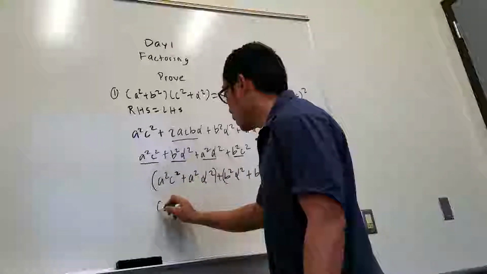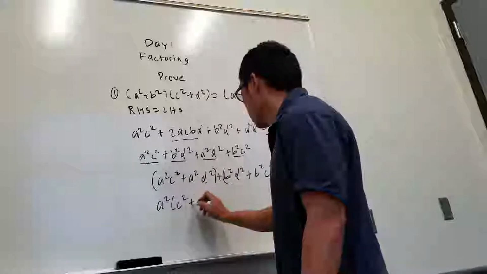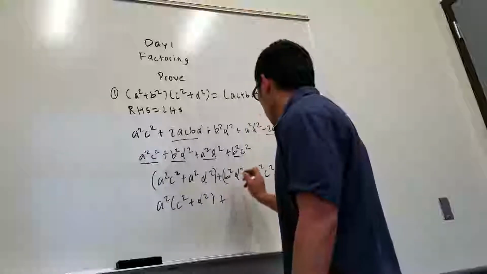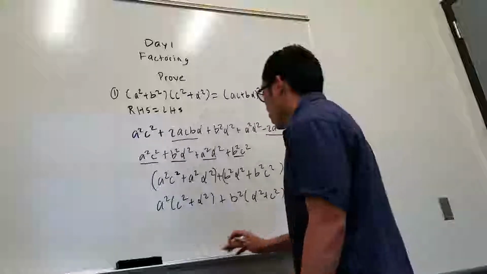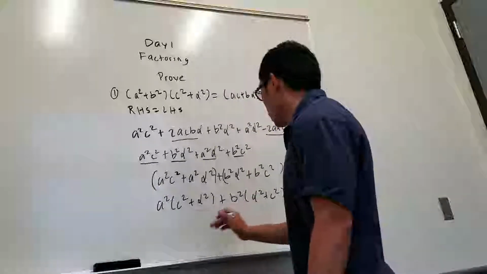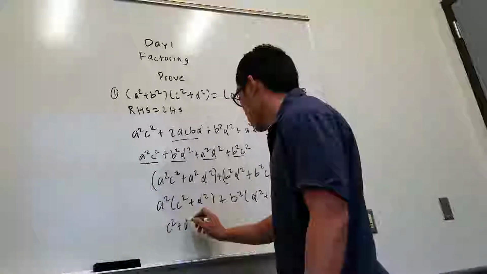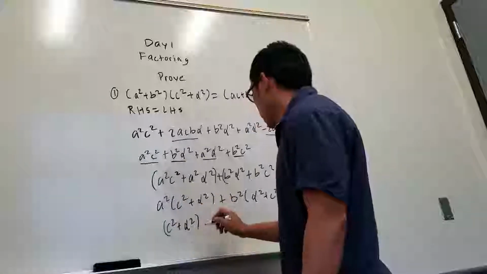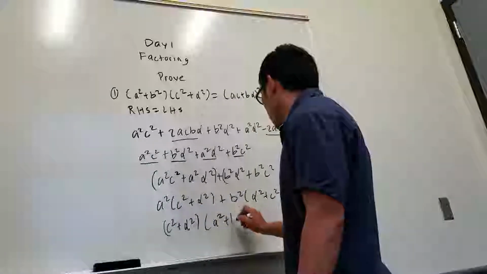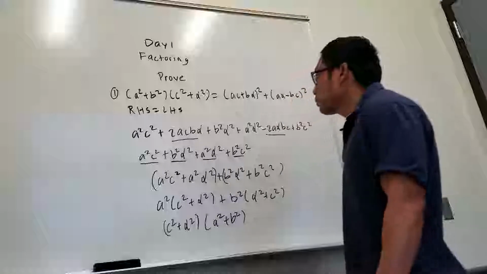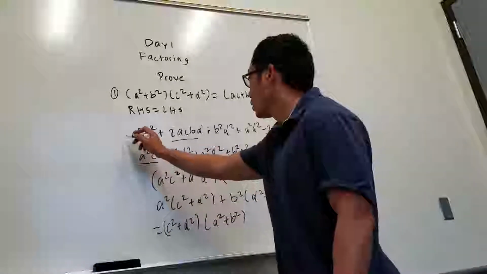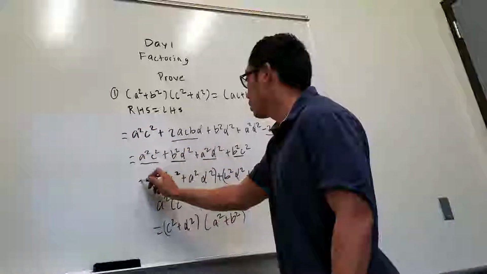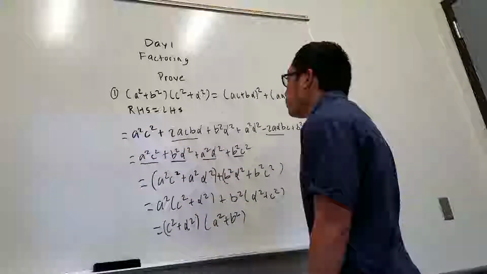So here I can factor out an a squared. What's left is c squared plus d squared. Here I can factor out a b squared. You have d squared plus c squared. And then I just factor out the GCF. So you have c squared plus d squared, and what's left, you have a squared plus b squared. That's it. And I proved the right hand side is equal to the left hand side. That's it.